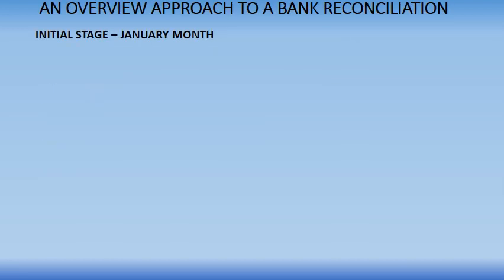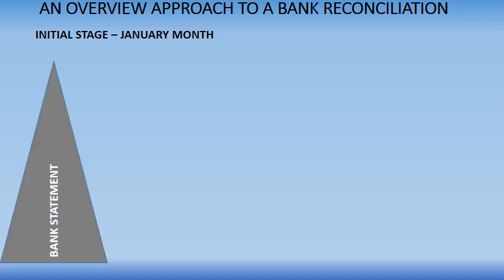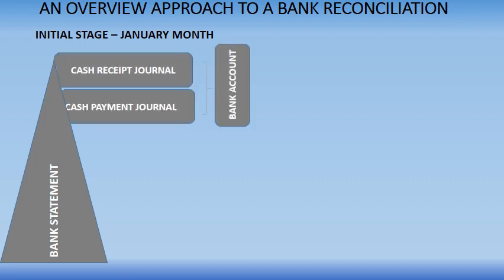A bank reconciliation is a recurring process, starting with the initial month and proceeding into subsequent months. This process can be briefly summarized as follows. If we take January to be our initial month, on receipt of the bank statement for January, a comparison with the cash receipt journal, the cash payment journal, and the bank account balance for January will be done. Similar items will be ticked. Any item that remains unticked in both the statement and the journals will be marked with a circle.